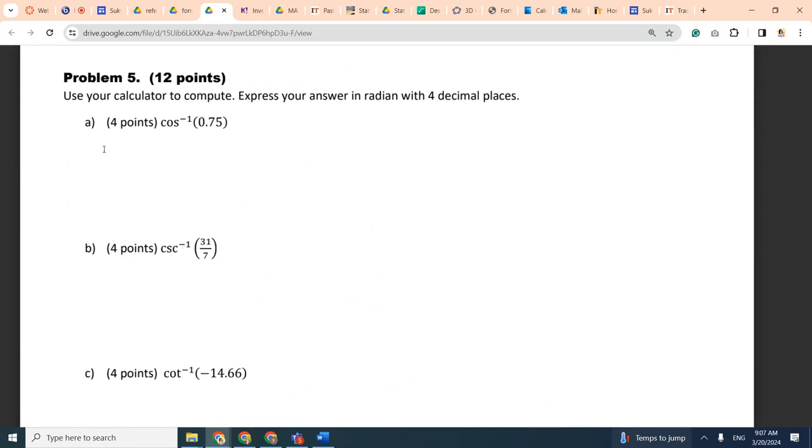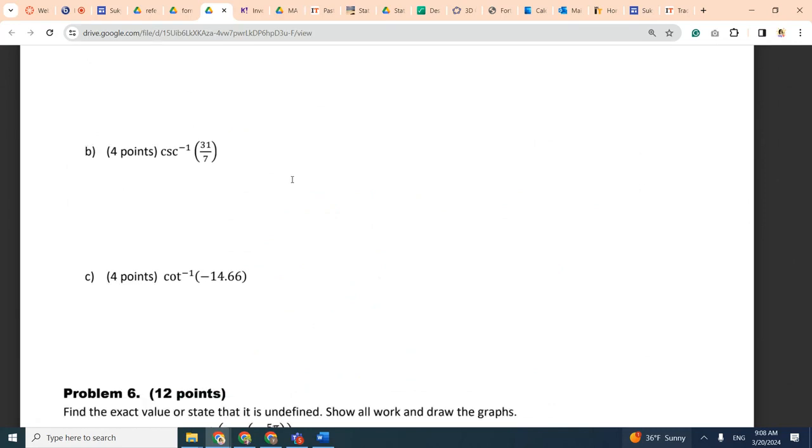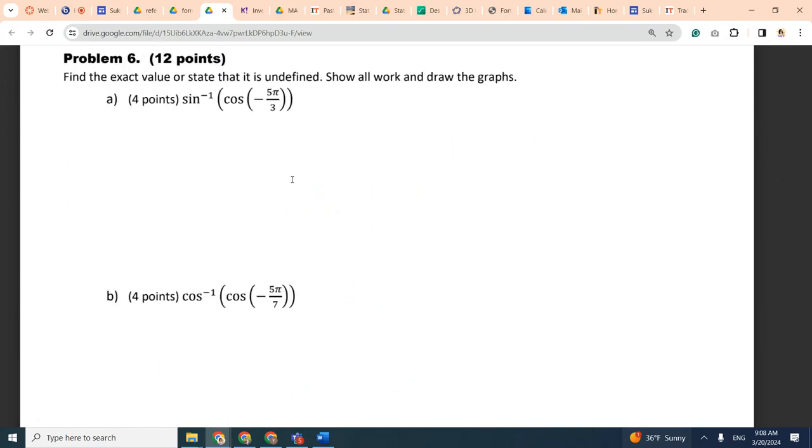But then problem 5, when I say use your calculator to compute, you don't need to draw the graph. Use your calculator. But your calculator only has sine, arctangent, and arcsecant. So if you have arc cosine, arc cosecant, arc cotangent, you need to convert it to arc sine, arc tangent, and arc secant. Yes, everybody? Okay. And then problem number 6.